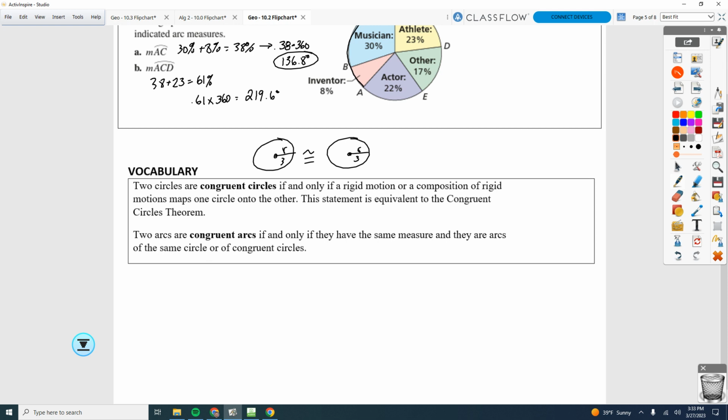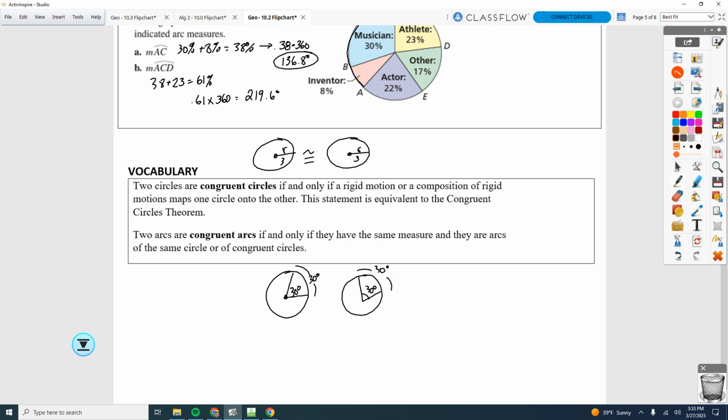Two arcs are congruent if and only if they have the same measure and they are arcs of the same circle or congruent circles. So if we knew that in one circle this was 30 degrees, and then we have another one, this is also 30 degrees. Well, that doesn't necessarily mean that they're congruent arcs. Okay, we know that this is 30 degrees and this is 30 degrees.